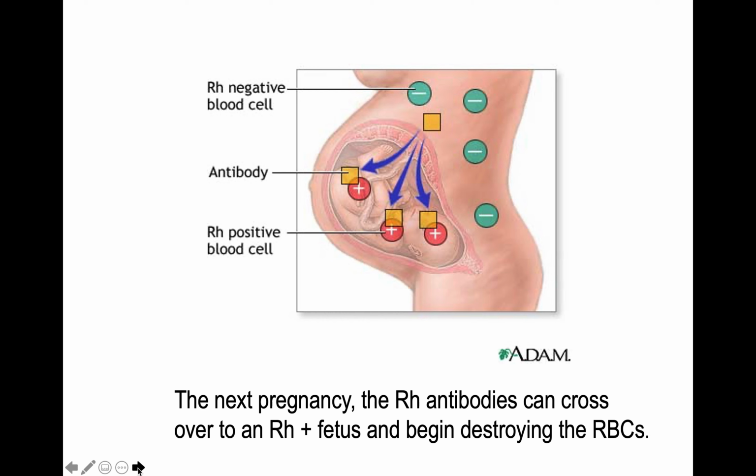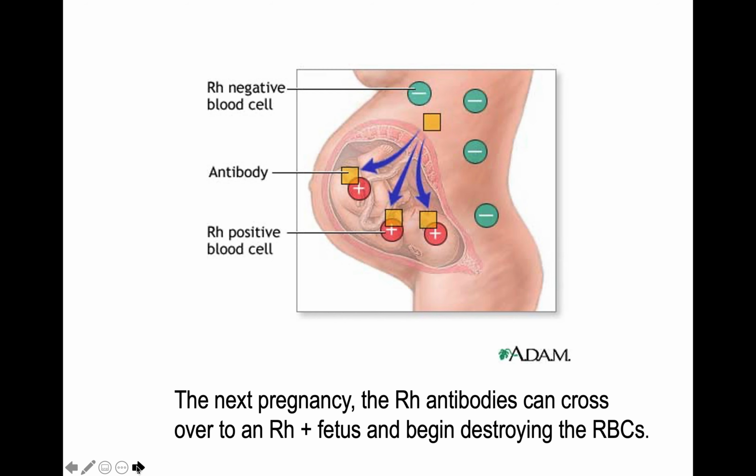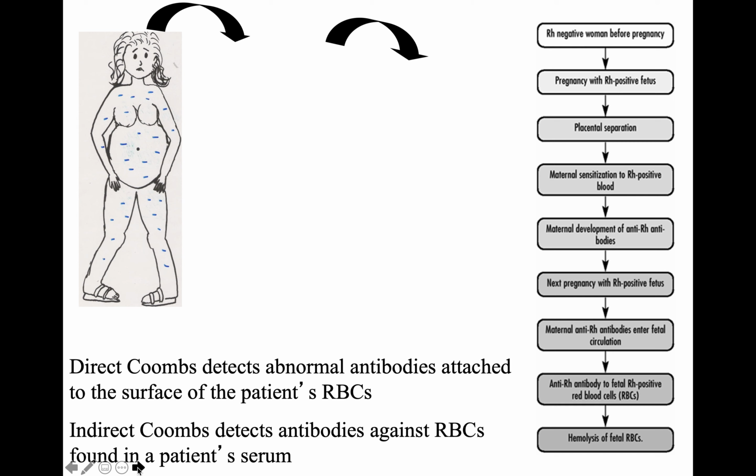The next pregnancy, the Rh antibodies that were made, all the antibodies that are made in mommy's blood, can cross over to the Rh positive fetus and begin destroying. These are all destroyers. That's what antibodies do for us. They protect us. They don't know that they're hurting a newborn baby. And so I've got other pictures if you don't like that one.